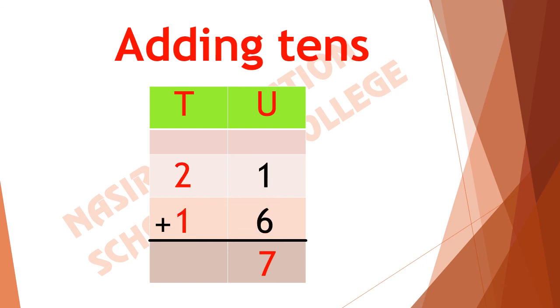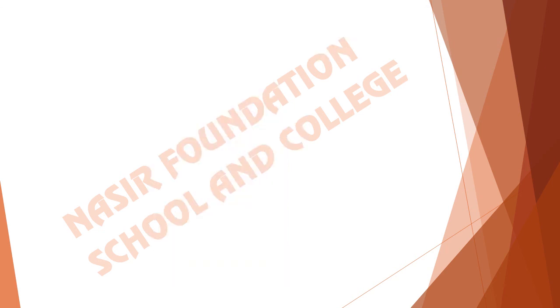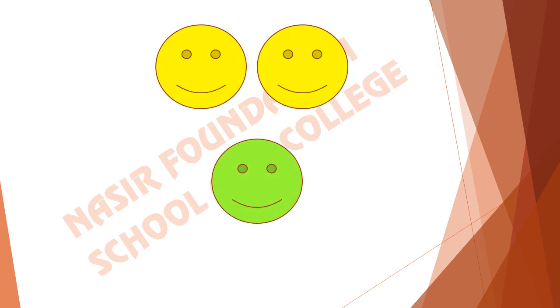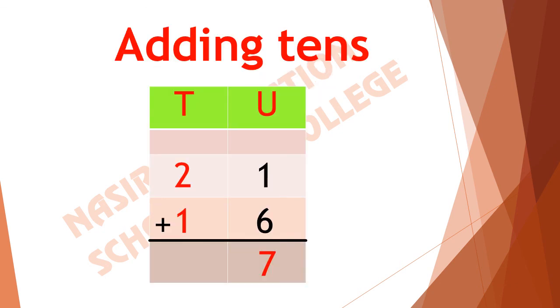After addition of units, we will move towards the tens. Now in the tens column, we see that there is 2 and 1, now add 2 and 1. In 2, if we add 1, we get 1, 2 and 3. So we will write 3 in tens column. It means if we add 21 and 16, the sum is 37.